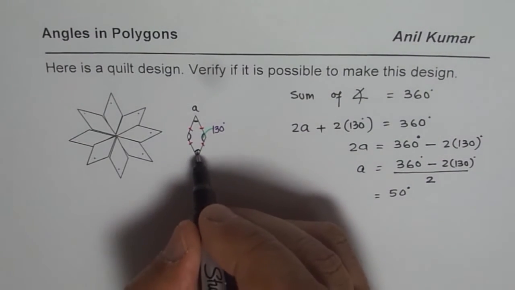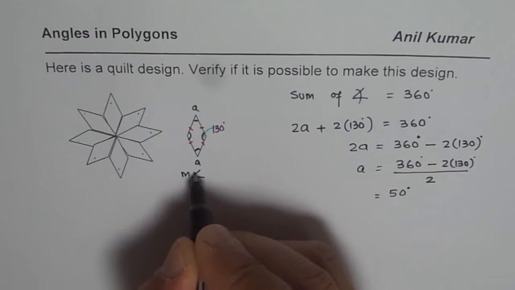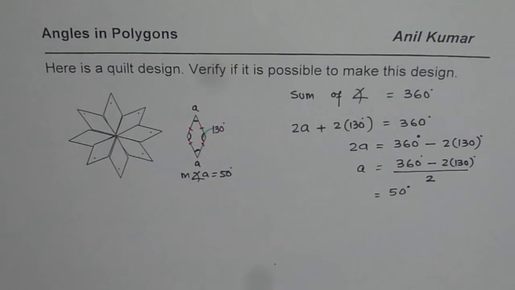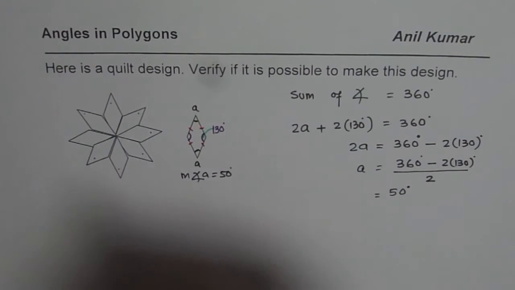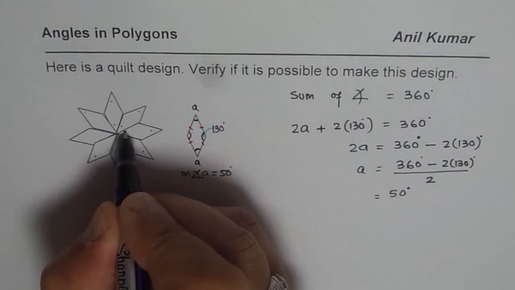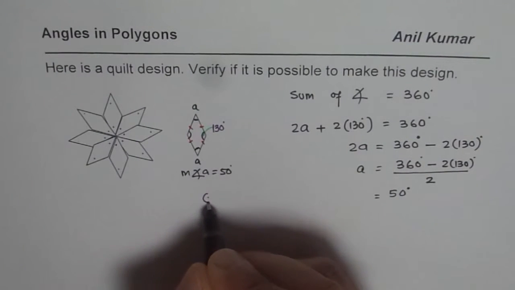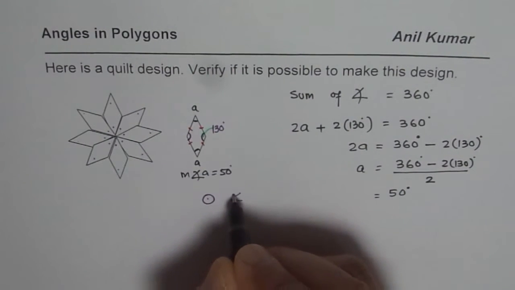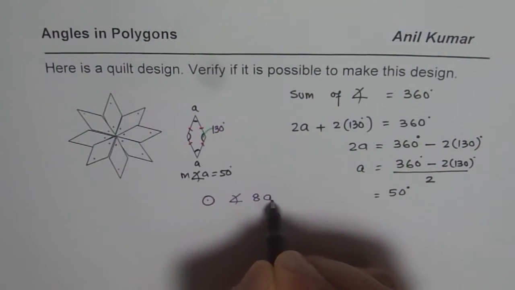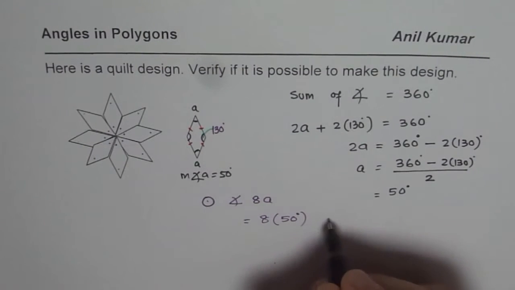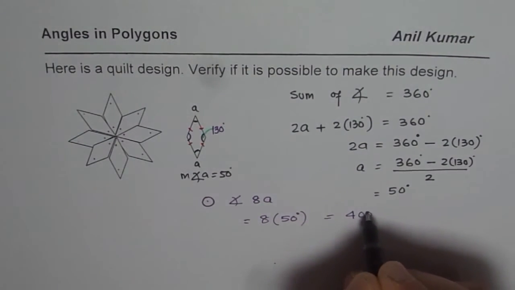Now the question is, if the measurement of this angle A is 50 degrees, can you form this design? Now how do you know that? So let us count how many of these angles there are at the center. So we have 1, 2, 3, 4, 5, 6, 7, 8, right? So there will be 8 angles A. So at the center, the angle measurement will be 8 times A, which is equal to 8 times 50 degrees. And that gives us 400 degrees.